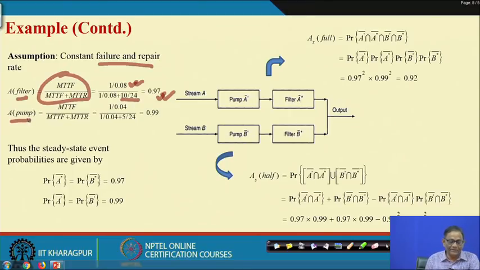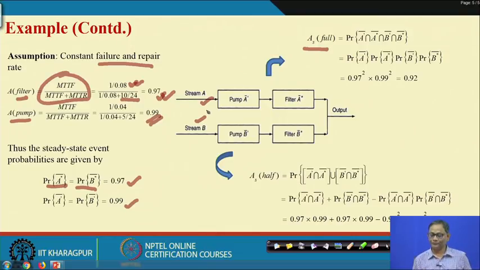In the same manner, availability of pump is 0.99, each of the pumps 0.99. Okay. So, probability of filters, that is the success, is 0.97, probability of pump 0.99, that is what is computed. Now, what we are interested to know is when we will be getting the full production. So, we want to know availability for full. So, availability of full means both stream A and stream B should be successful. So, what is the probability of stream A successful when both pump and filter work?